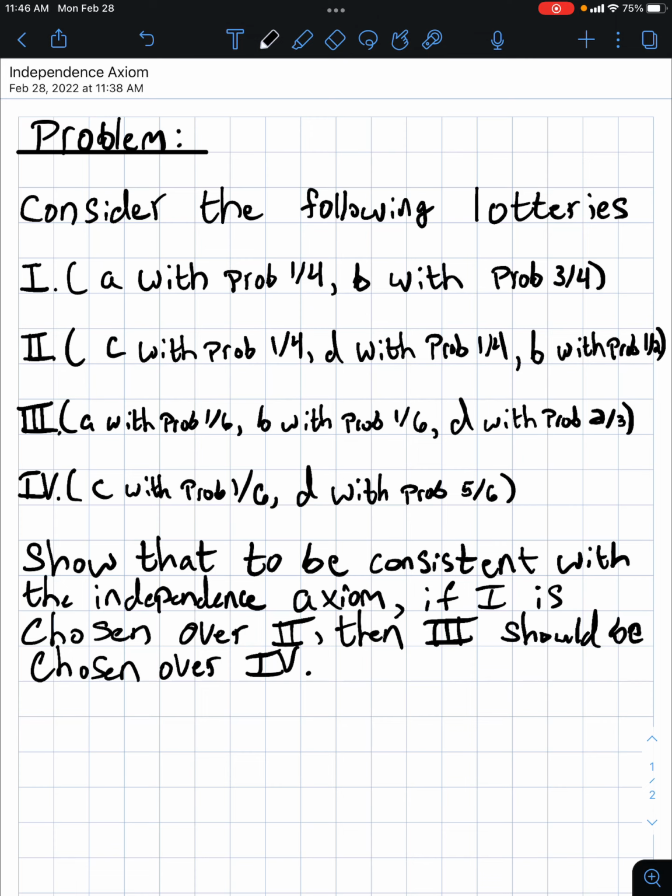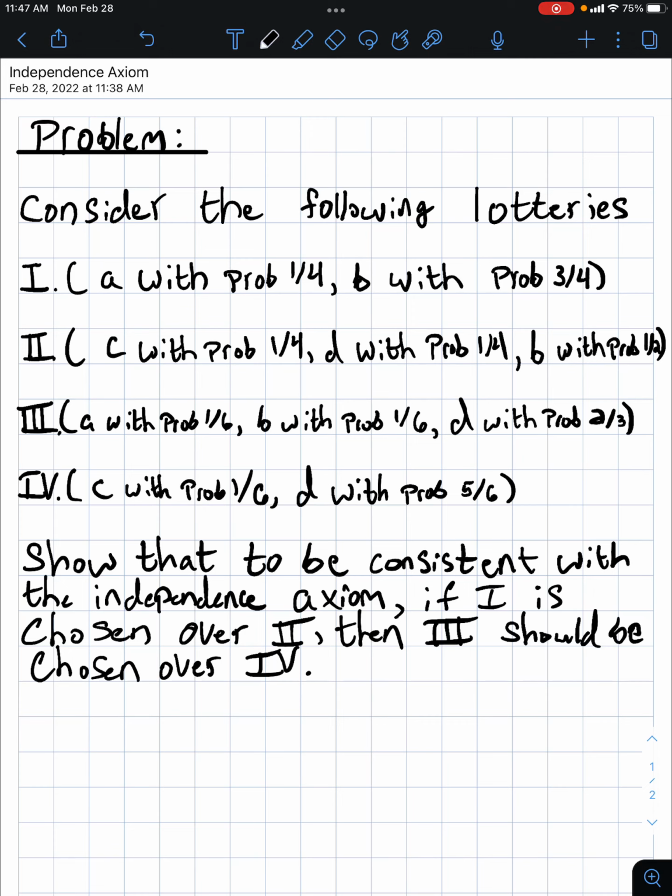Lottery 1. A with probability 1/4, B with probability 3/4. Lottery 2. C with probability 1/4, D with probability 1/4, B with probability 1/2. Lottery 3. A with probability 1/6, B with probability 1/6, D with probability 2/3. Lottery 4. C with probability 1/6, D with probability 5/6.